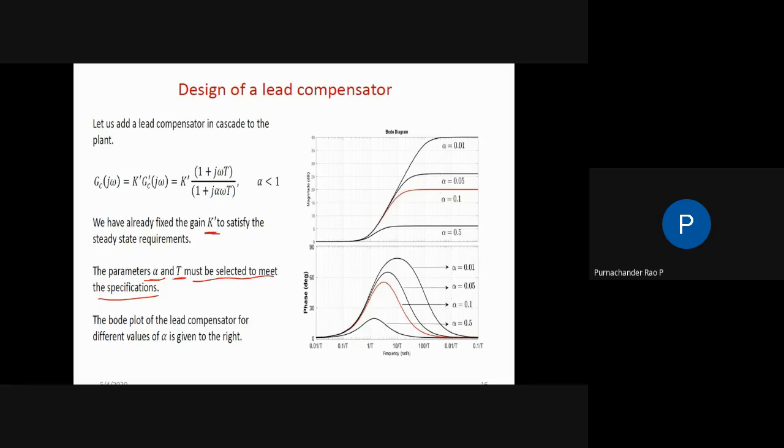The Bode plot of the lead compensator for different values of alpha is given at the right side here. This can be drawn by using MATLAB or Simulink software. Directly you can draw it. If you take a normal graph sheet, it takes a lot of time to draw this, for any value of alpha.